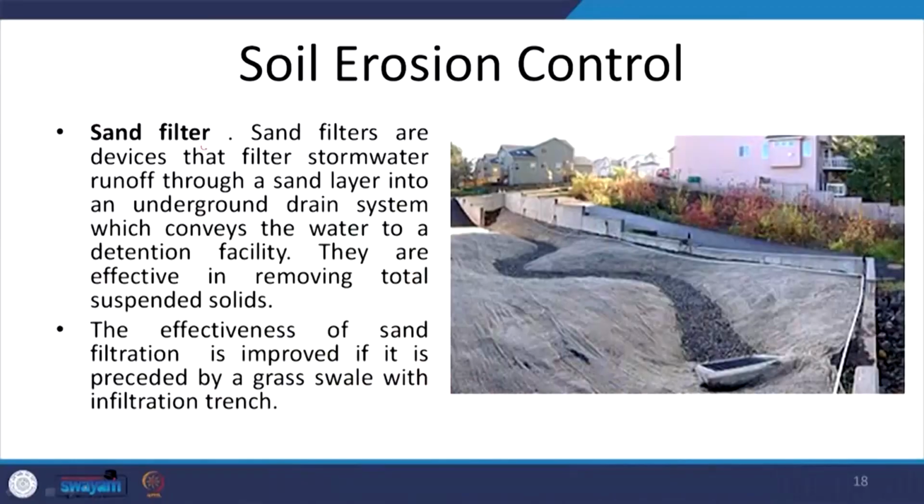The other is a sand filter. So sand filters are devices that filter stormwater runoff through a sand layer into an underground drain system. Now here what we are doing is we are mainly lining the entire channel of this stormwater with sand, which will help to filter, which will help to reduce the speed and also help in percolation of water down to the ground, and during the process of this filtration the soil is held back by the sand. So this is another very effective strategy.